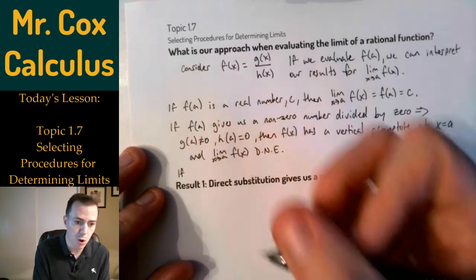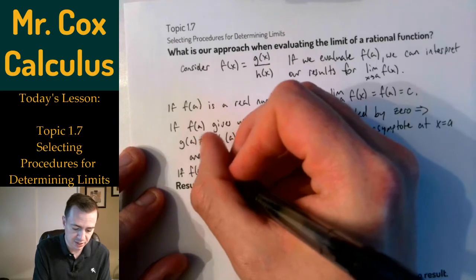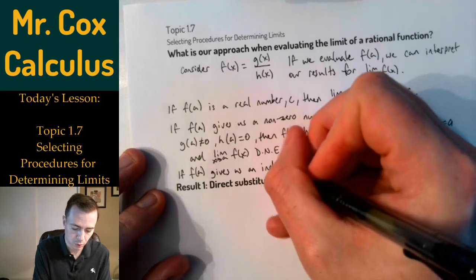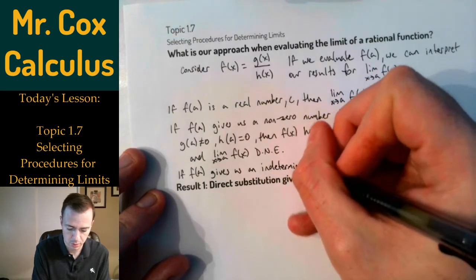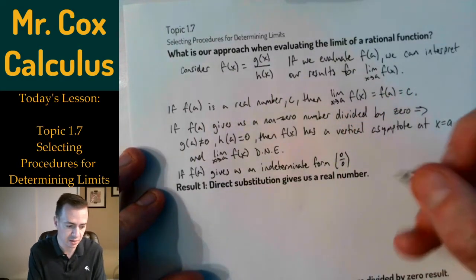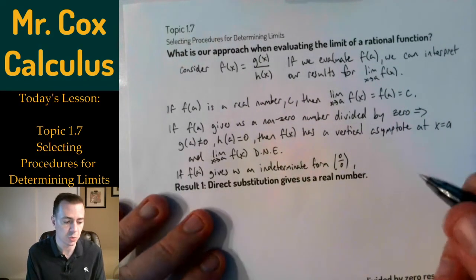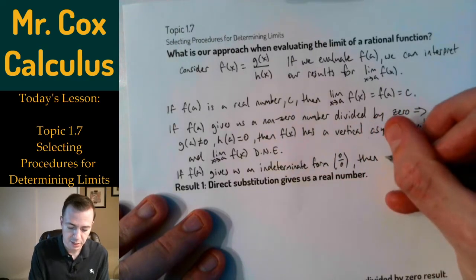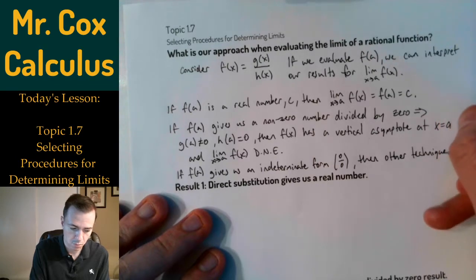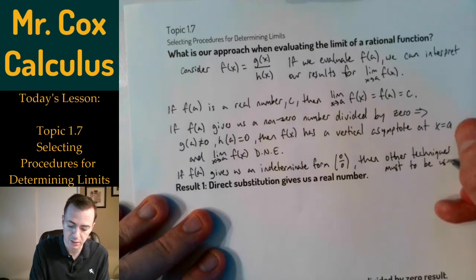Or, as we spent most of topic 1.6 looking at, if f of a gives us the indeterminate form, which again is going to look like 0 divided by 0, that does not mean the limit doesn't exist. It doesn't mean the limit equals 0. What it means is other techniques must be used to actually attempt to evaluate the limit.